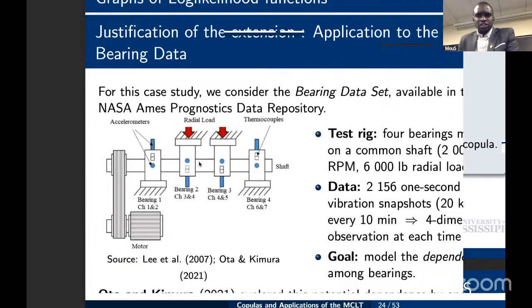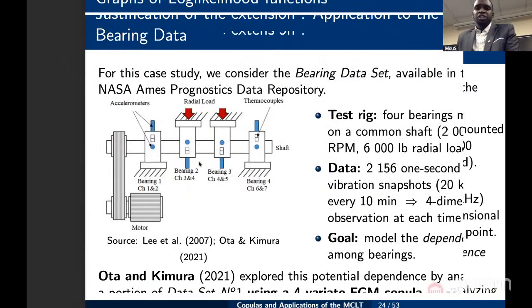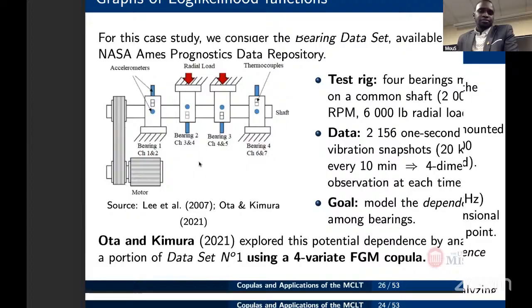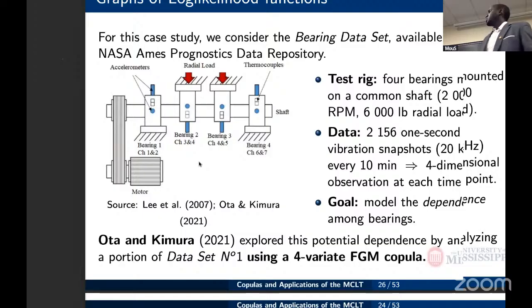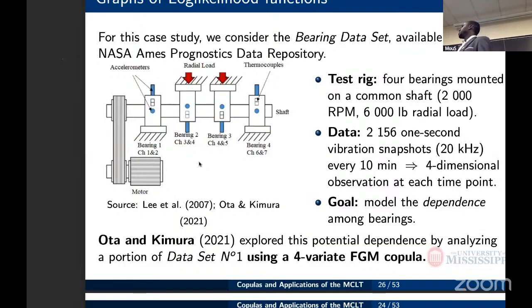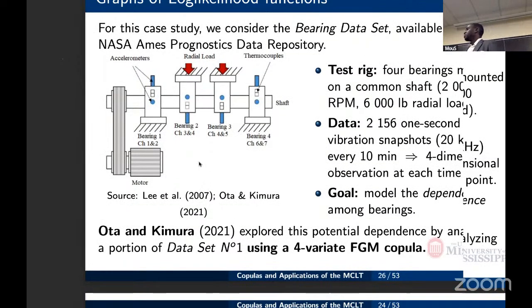We also applied that to the bearing data set, which is the application part of this project. This is the structure that these figures represent here. We have a test rig with 4 bearings rotating on a common shaft. More details are given in the parentheses. The data consists of 2,156 observations, which are collected every 10 minutes. And the output is a 4-dimensional observation at each time point. The goal is to model the dependence among the bearings.